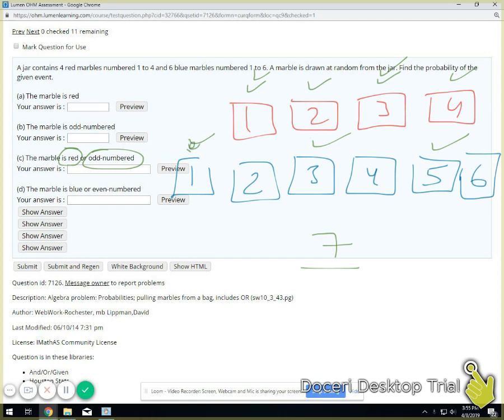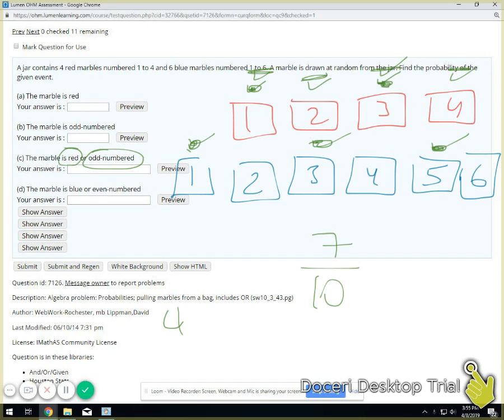So again, these are my odd numbered ones, and these are my red ones. However, because I already counted the red ones at 1 and the red one at 3, I'm not going to count them again. So 3 plus 4 gives you 7 total marbles out of 10.